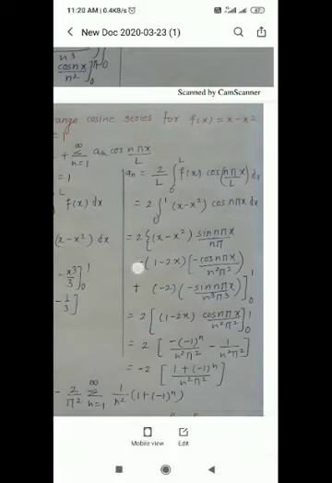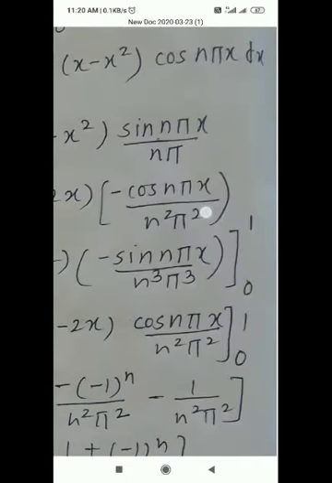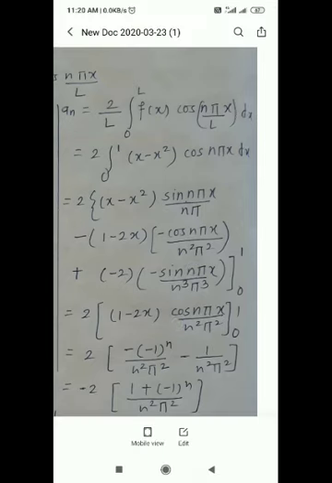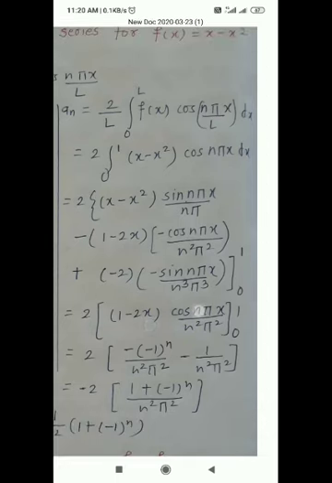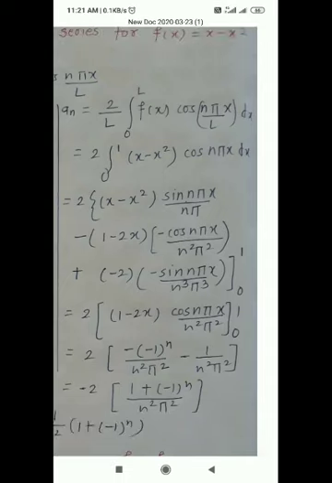So this minus plus. So the next term is 2 into 1 minus 2x cos n pi x upon n square pi square, limit is 0 to 1. Okay. So it is equal to 2 into upper limit. If you put x equal to 1 here, 1 minus 2 is minus 1. x equal to 1 here, cos n pi is minus 1 raised to n upon n square pi square. This is upper limit, minus lower limit: x equal to 0 here, 1 minus 0 is 1, cos 0 is 1 upon n square pi square.